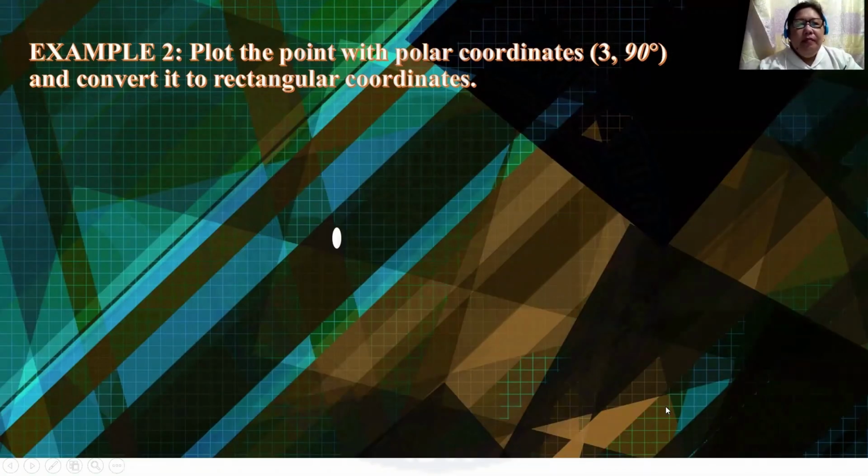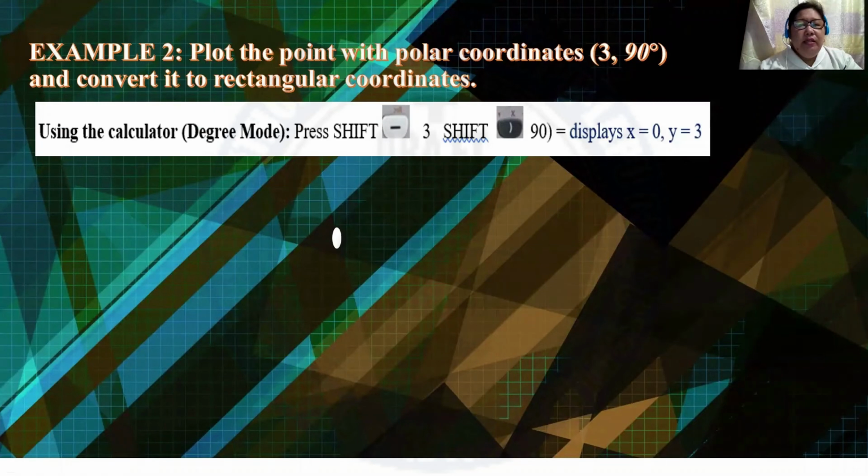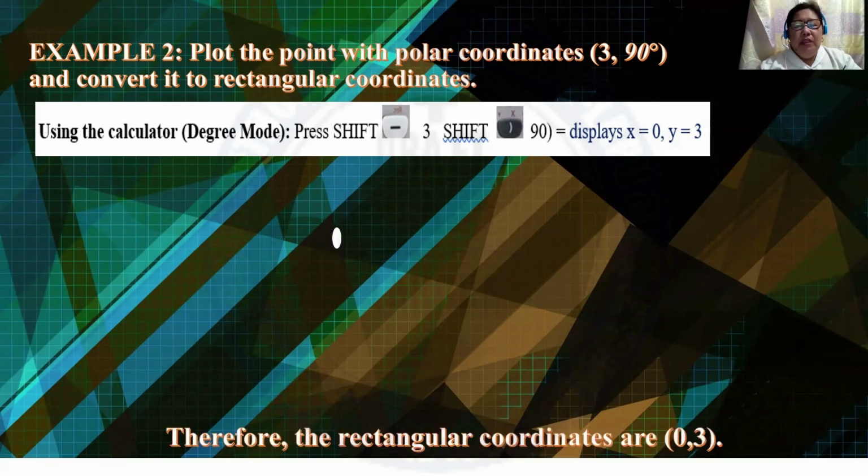Next example, plot the point with polar coordinates 3 and 90 degrees and convert it to rectangular coordinates. So using the calculator in degree mode, press shift, the negative key, 3, shift, the comma key, 90, then close parentheses, then equals. Then it will display x is equal to 0 and y is equal to 3. Therefore, the rectangular coordinates are 0, 3.